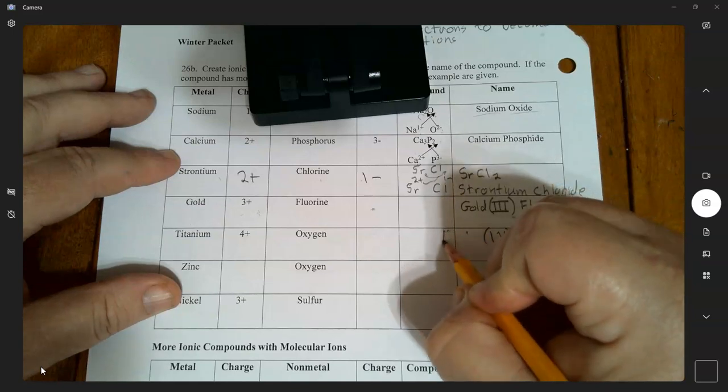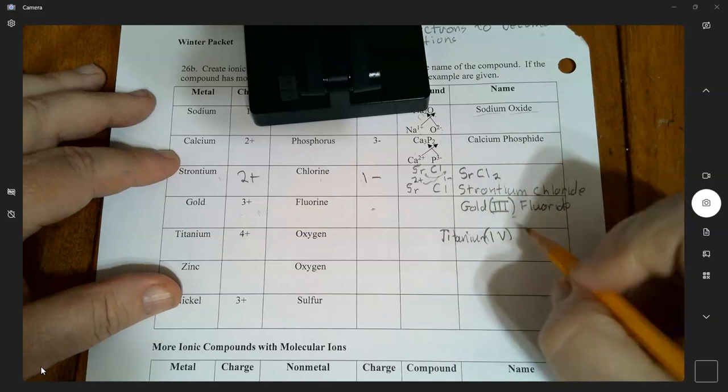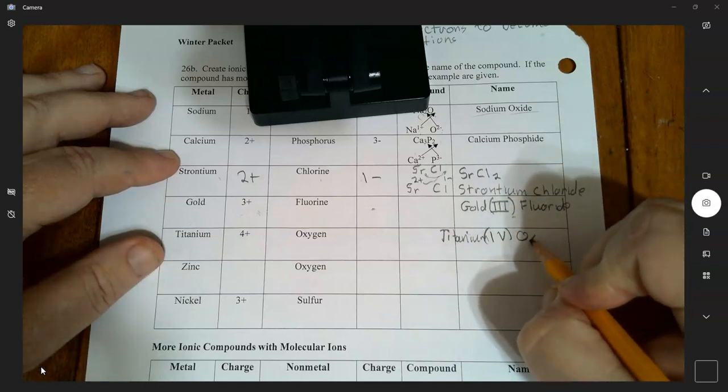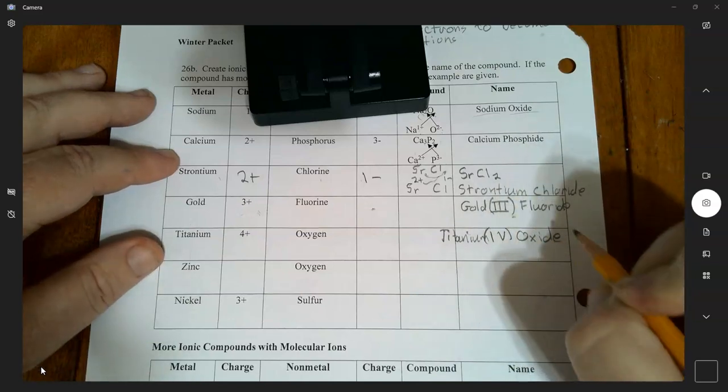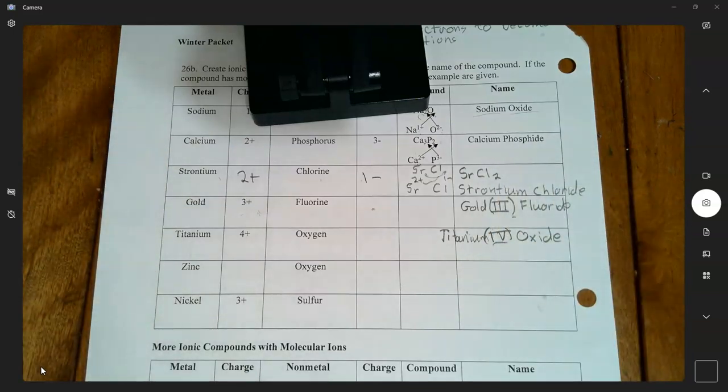And I'll go ahead and write it out here. And oxide. Okay, titanium(IV) oxide. Okay, just 2 more.